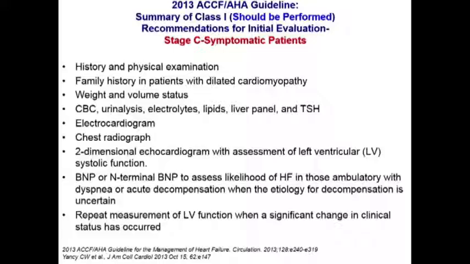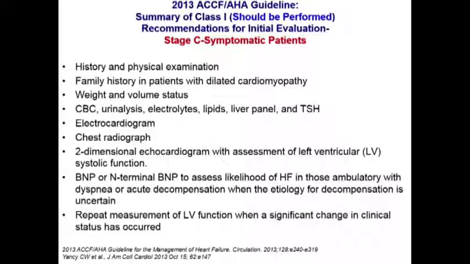Looking for etiologies and concomitant diseases. This is not an expensive liver panel. An electrocardiogram, a chest x-ray, a two-dimensional echo with assessment of left ventricular systolic function, paid for as long as the patient has signs and symptoms that could be from clinical heart failure.